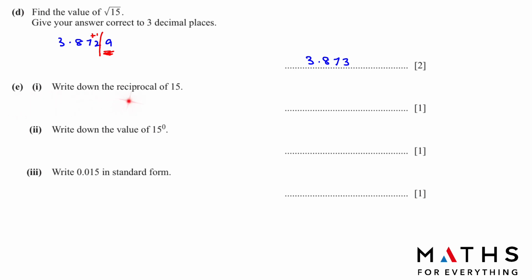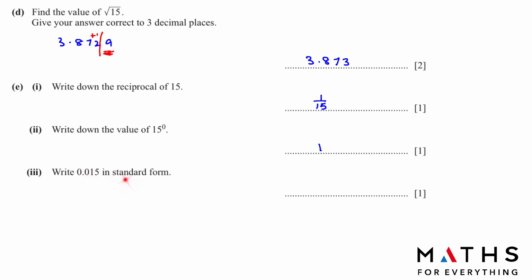E1. Write down the reciprocal of 15. Reciprocal means we just flip it over. So reciprocal of 15 is going to be 1 over 15. E2, write down the value of 15 to the power of 0. All the questions are based on 15. They love the number 15, I guess. Anything to the power of 0 is equal to 1.